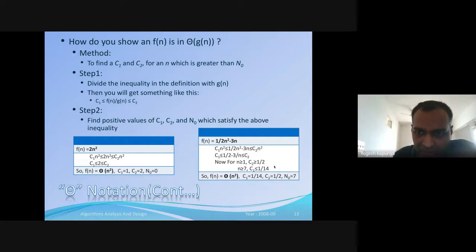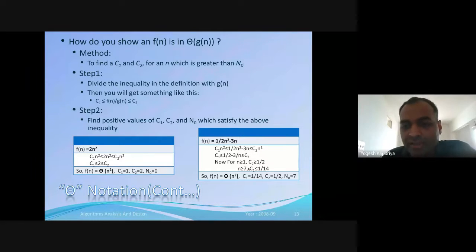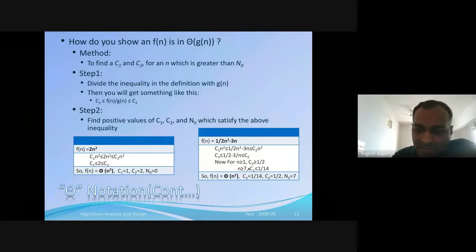And similarly, you can compute it for C1. I know there is some maths involved in this, but that mathematical equation is straightforward. You have to simply take some values of n and then find the suitable values of C1 and C2. And you have to consider the maximum of these two again. So for this case, C1 comes out to be 1 by 14, this is 1 by 2 and this is 7.